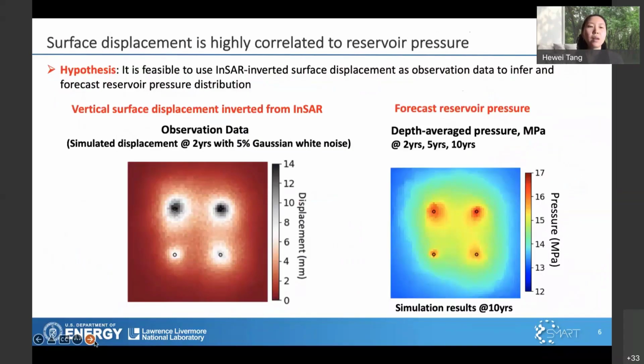So our hypothesis is that maybe it is feasible for us to use InSAR inverted surface displacement as observation data to infer and forecast the reservoir pressure distribution. To be specific for this case, we want to use displacement data at 2 years as our observation data, and we want to forecast reservoir pressure for the following years, like 2 years, 5 years, and 10 years.